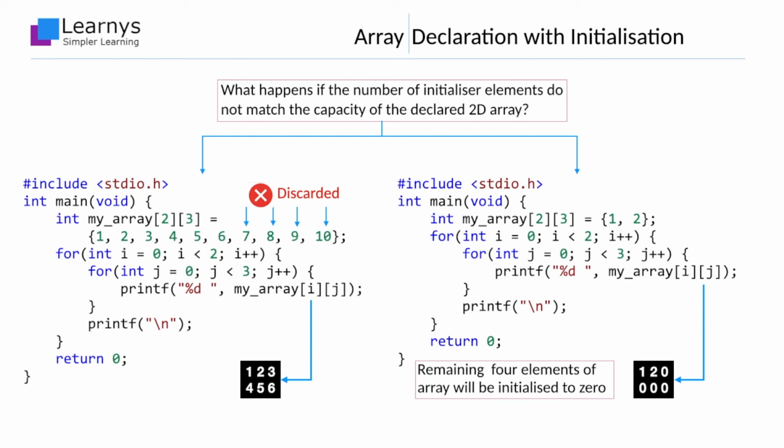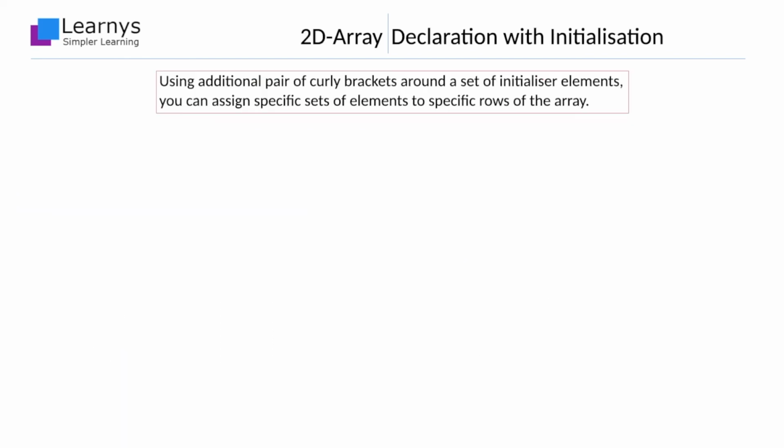See this program. The number of initializer elements is 2, which is 4 less than the number of cells in the array, which is 6, and hence the first 2 cells are initialized with the given initializer elements and the last 4 cells are initialized with 0. This can be verified from the output of this program. As discussed before, the first initializer element is assigned to the first cell of the first row and the second initializer element is assigned to the second cell of the first row, and so on.